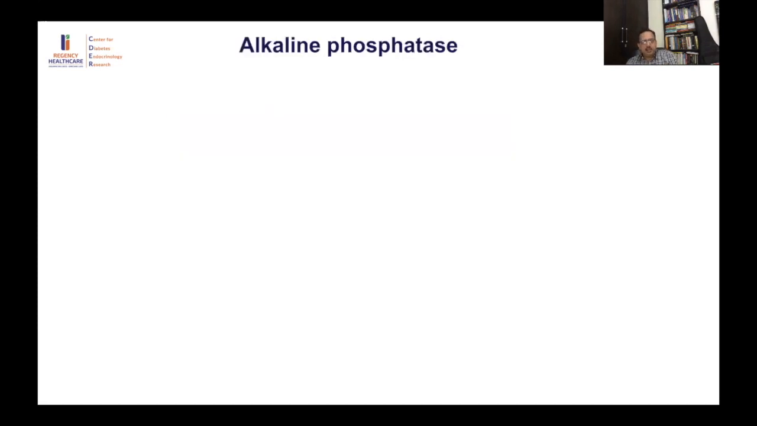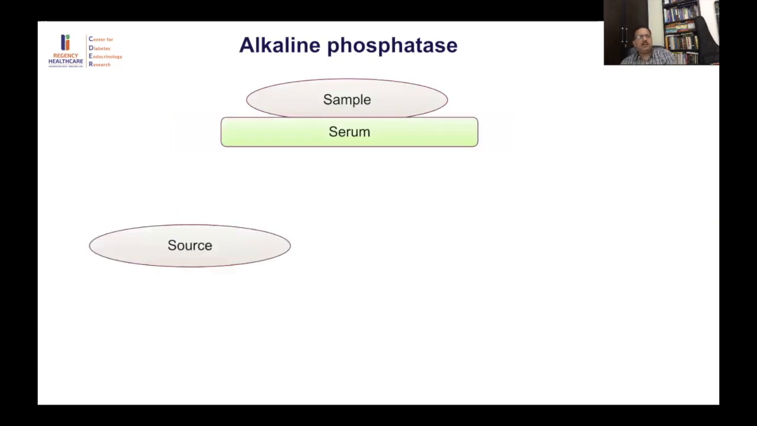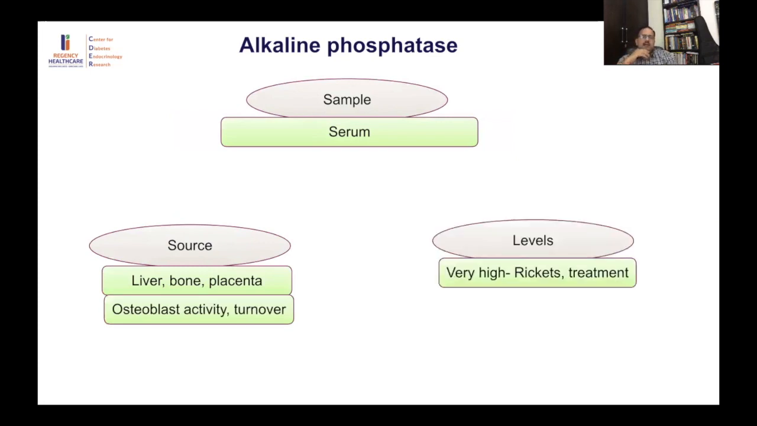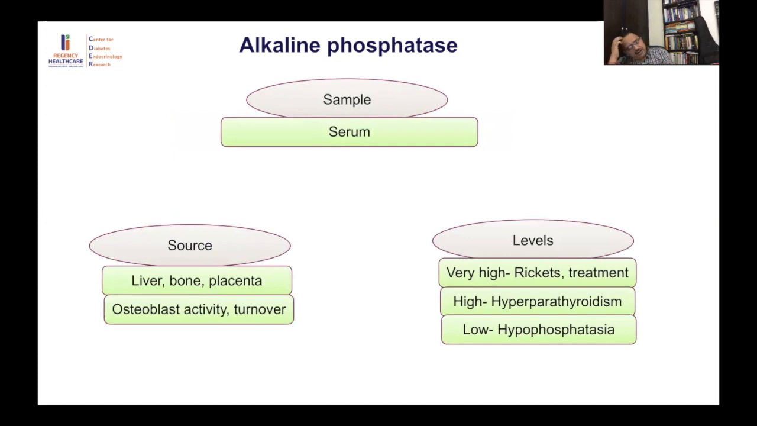Alkaline phosphatase, very important, is a marker of bone formation. It should be taken in the serum. It can come from the liver, bone and placenta, but in the absence of liver disease, total alkaline phosphatase is a good marker of bone function and bone formation. The levels can be very high in rickets, and particularly in the treatment phase, the levels can go up. They can also be high in hyperparathyroidism, but if we have an undetectable level of alkaline phosphatase in the setting of hypercalcemia, we should think of hypophosphatasia as a possibility.